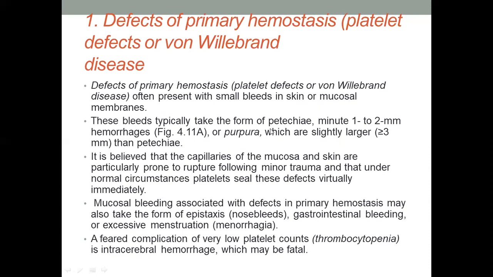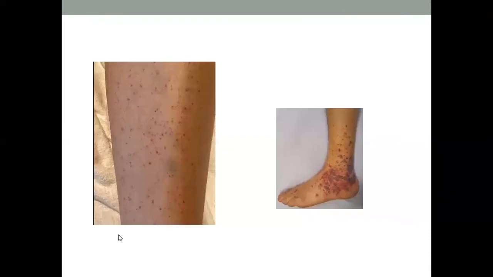These bleeds typically take the form of petechiae, minute 1 to 2 mm hemorrhages, or purpura that are slightly larger, that is greater than or equal to 3 mm. So purpura are greater than or equal to 3 mm, petechiae are 1 or 2 mm. Let's see the picture. You can see here, this is petechiae, 1 or 2 mm, and this is purpura, which is 3 mm or greater.